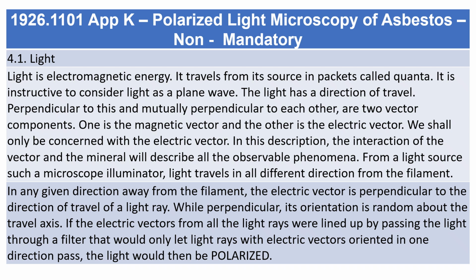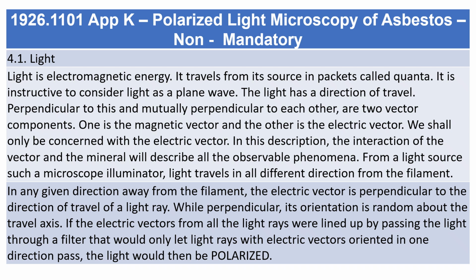From a light source such as a microscope illuminator, light travels in all different directions from the filament. In any given direction away from the filament, the electric vector is perpendicular to the direction of travel of a light ray. While perpendicular, its orientation is random about the travel axis.